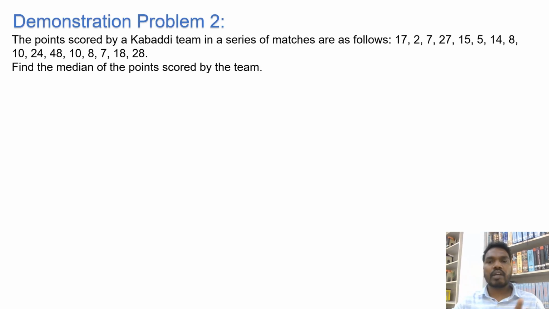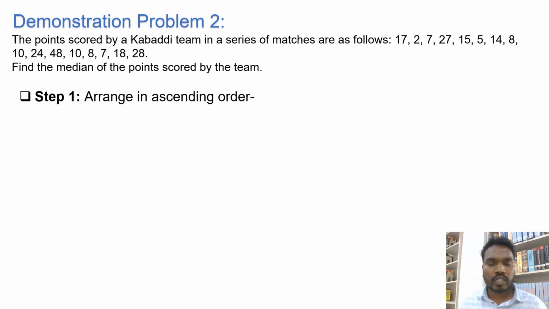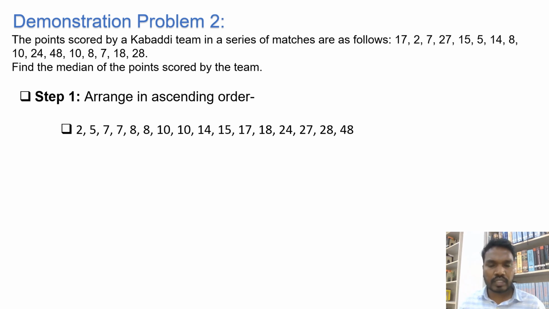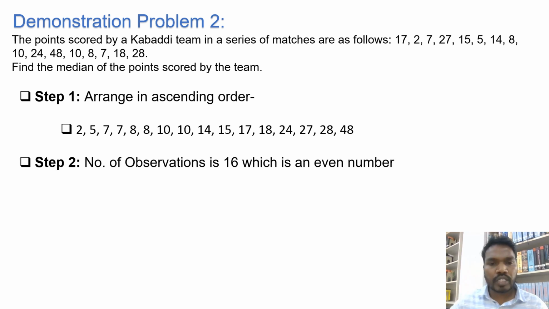So we'll take one more example. Here I have the points scored by a Kabaddi team in a series of matches, and I want to find the median points scored by the team. What is the first step? We arrange the data in ascending order. So this is the ascending order of the data points. Then the second step is to count how many observations there are. Here the total number of observations is 16, which is an even number.